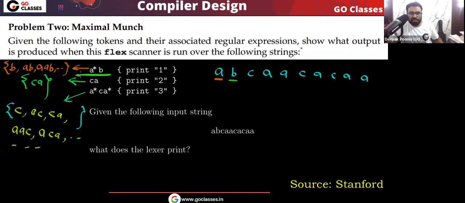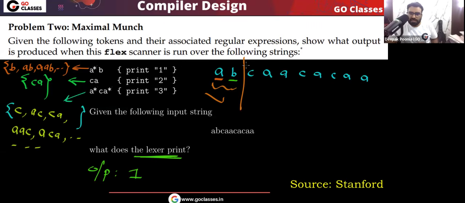Now you can see only the first regular expression is in the race. Now when you read this C, all the regular expressions are out of the race. So you go back and you find the last match. This AB is the last match. This is matching with the regular expression corresponding to token 1. Yes or no? Remember, this was the last match. So what will be the output? What will the lexical analyzer print? First, it will print token 1.